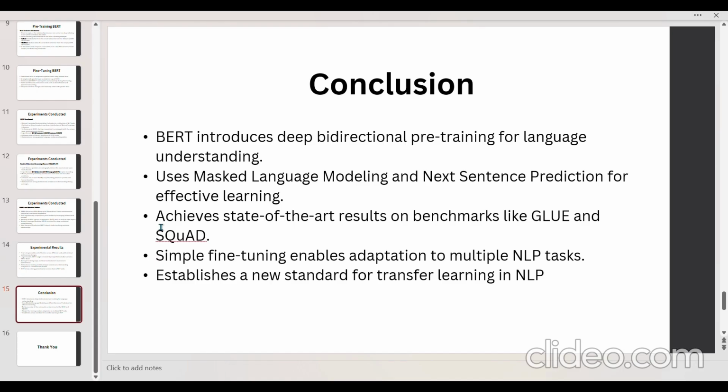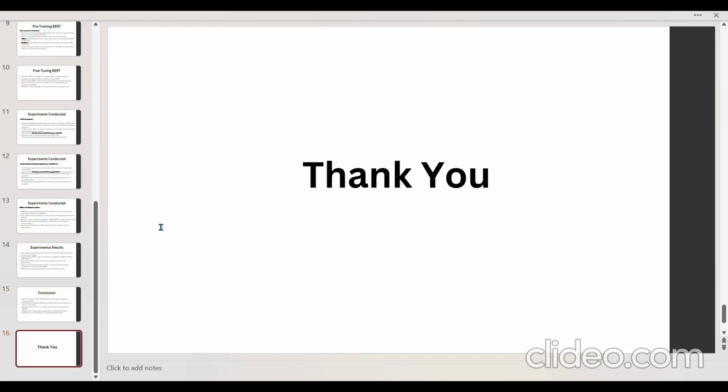And finally, BERT establishes a new standard for transfer learning in NLP by employing bidirectional context, which is a significant improvement from other models. So this brings us to the end of our presentation.